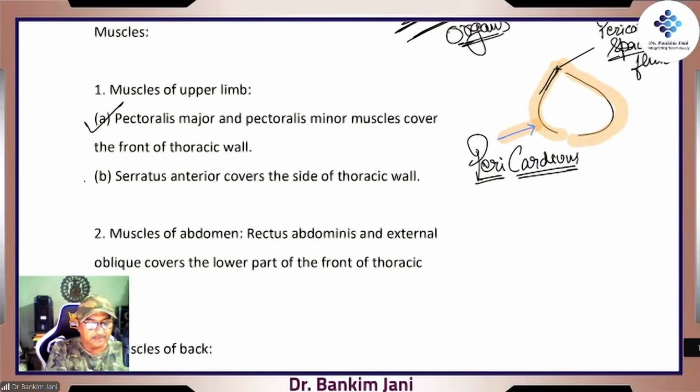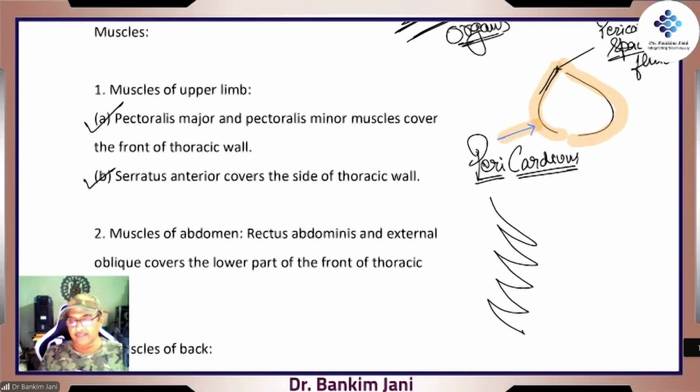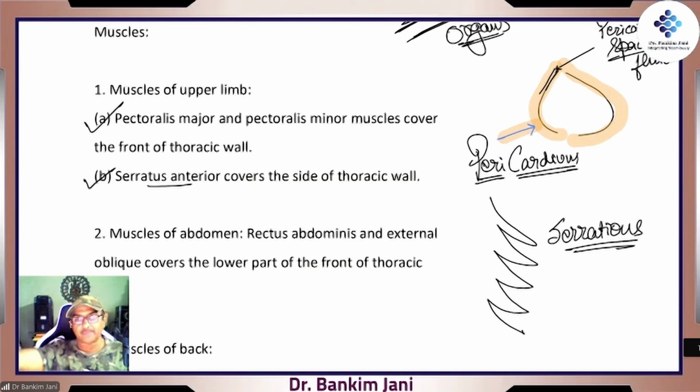Serratus anterior is another muscle. It is named serratus because of its serrations, ridges, as if it were a knife with serrations which can cut. Since this is serratus anterior, there must be another muscle called serratus posterior. Yes, it is there. That's why it is called so. These are the muscles which are present.